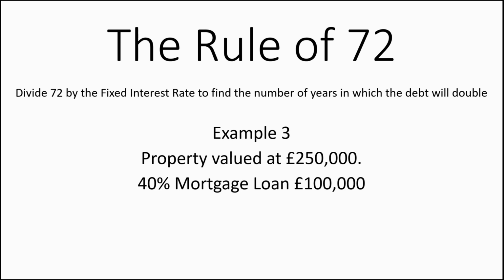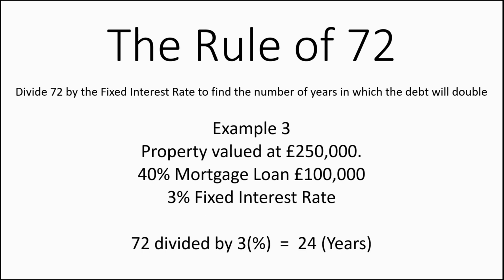And our third example, again, the same property, £250,000, the same mortgage, £100,000. But this time we're going to use 3% as our fixed interest rate, which is more relevant to the sort of interest rates we have now. In fact, we have a lot of interest rates below 3%. So this is relevant to our time now in 2020. When we look at this one, 72 divided by 3 gives us 24 years. Now that's a big difference from what we saw in the previous two examples. It's now taken 24 years for that debt to double.